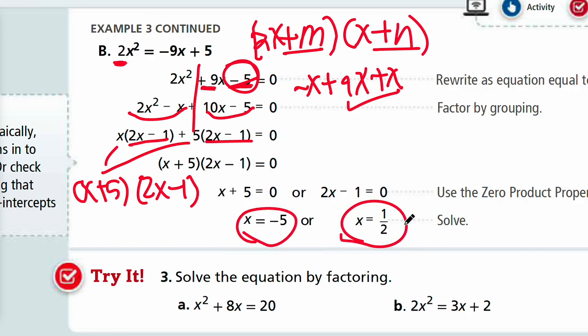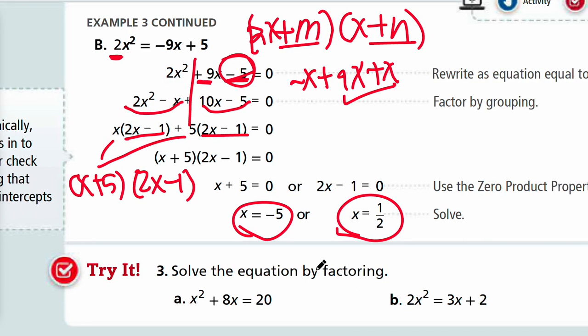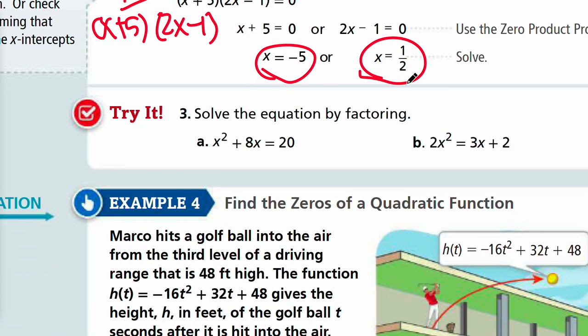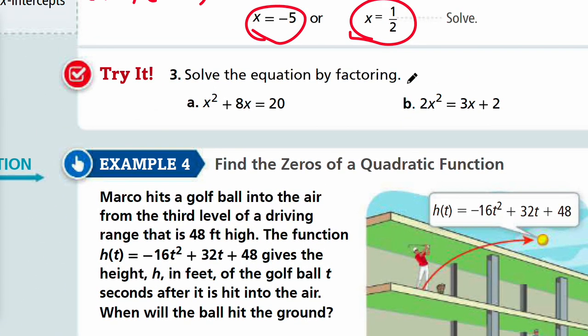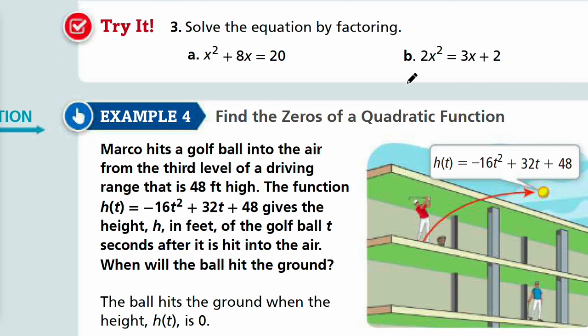Okay, so factoring is important. You need to know how to factor them. So try number 3, solve the equation by factoring. Sometimes they could factor out really nicely, like part A, but sometimes you have to factor by grouping. You have to be flexible. You may have to add some terms up and group them. All right, so pause the video and try number 3 and come back when you're ready for answers.